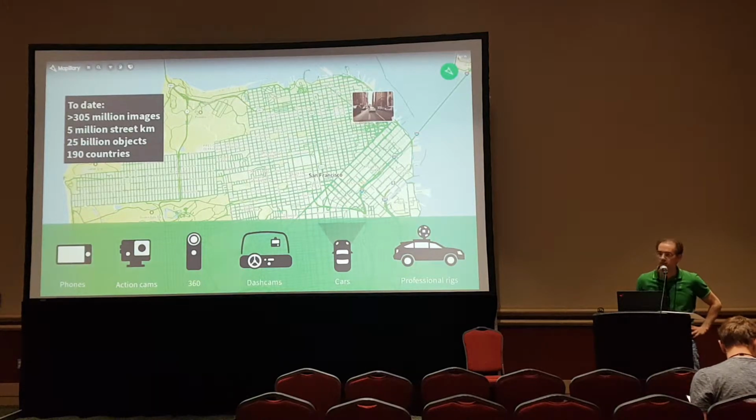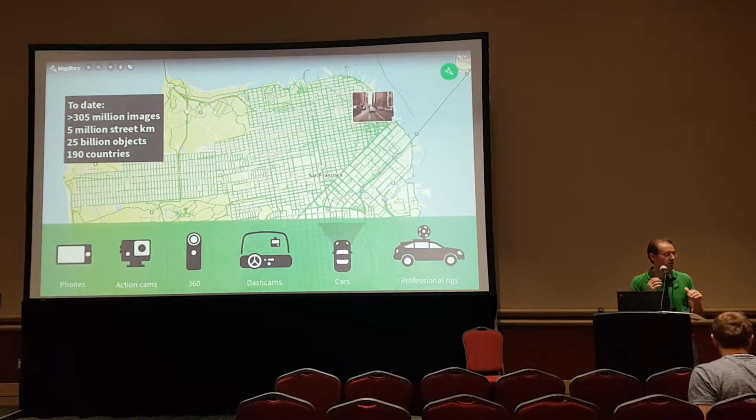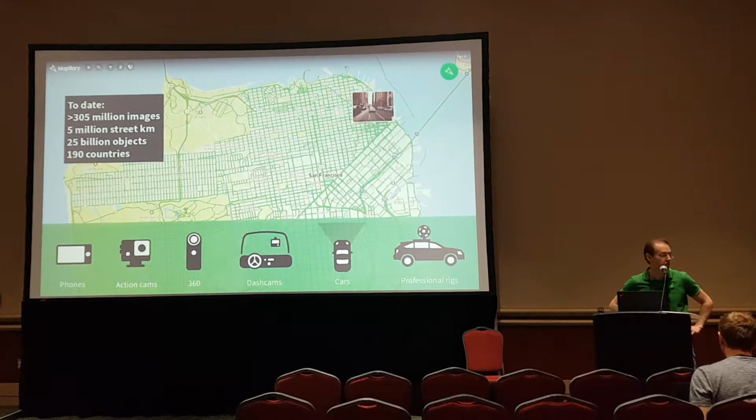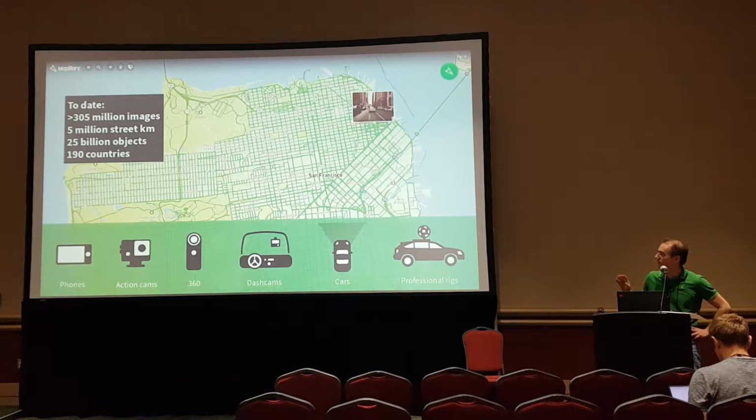And images, we have no control on the images. Those are collected with mobile phones, action cams. We have 360-degree images, dash cams, images collected from cars, and also some images collected with professional rigs. So for us, robustness is very important, just because we have really no control on the quality of the images. We have images going from low resolution to 22 megapixel per image.